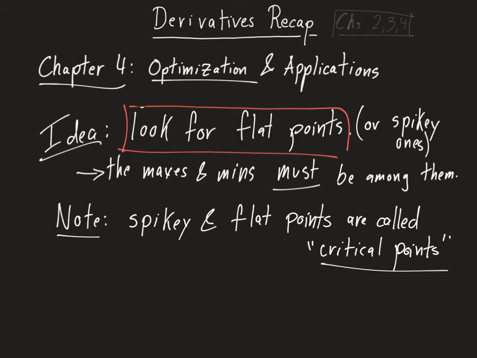Seriously, that's all that word means. The word critical points just means points that are either spiky or flat. That's all it means. It's not any more complicated than that. It's not some fancy, very complicated mathematician-only idea. It is something very straightforward.